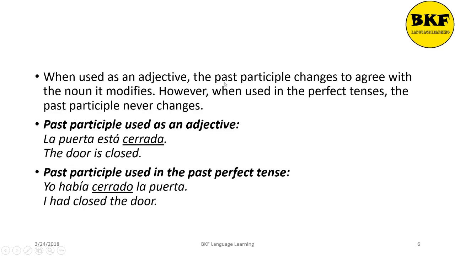So when used as an adjective, the past participle changes to agree with the noun it modifies. However, when used in the perfect tenses, the past participle never changes. So consider these two examples. Past participle used as an adjective. The door is closed, I can say la puerta está cerrada. And past participle used in the past perfect tense. I had closed the door. I can say yo había cerrado la puerta.